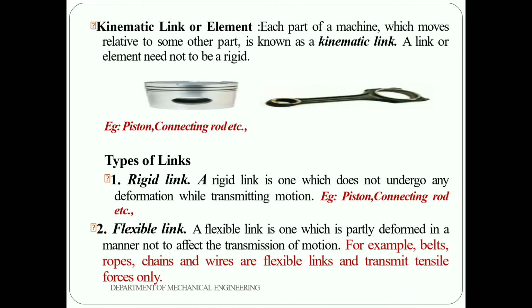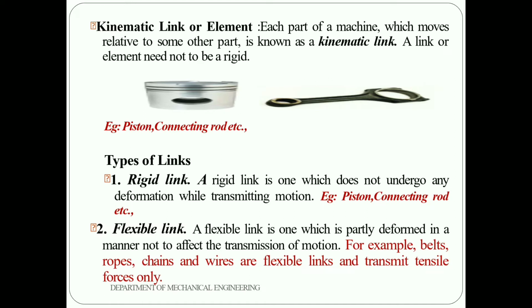Next, we are going to see the types of link. Rigid link. A rigid link is one which does not undergo any deformation while transmitting motion. For example, piston and connecting rod. While we apply a force on a piston and a connecting rod, it only transfers the motion between the two parts, but it does not deform in any circumstances. It is called a rigid body.